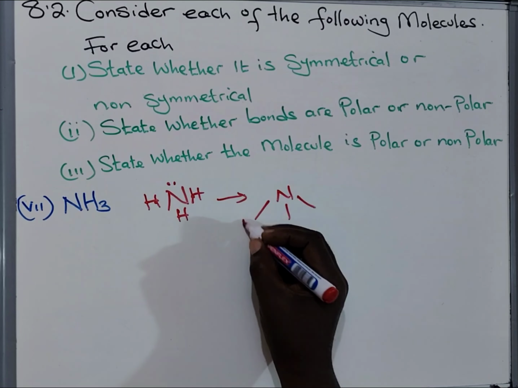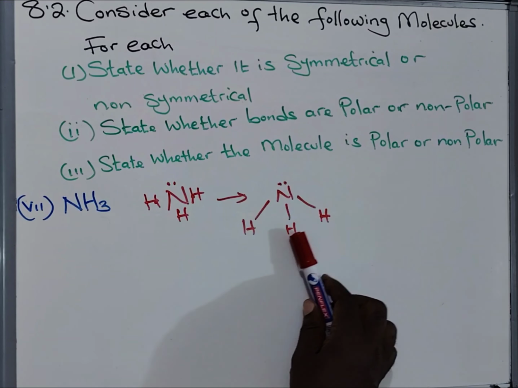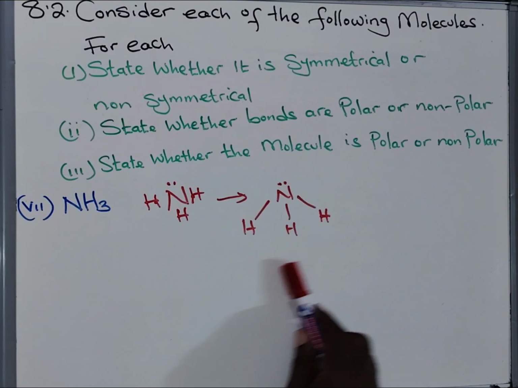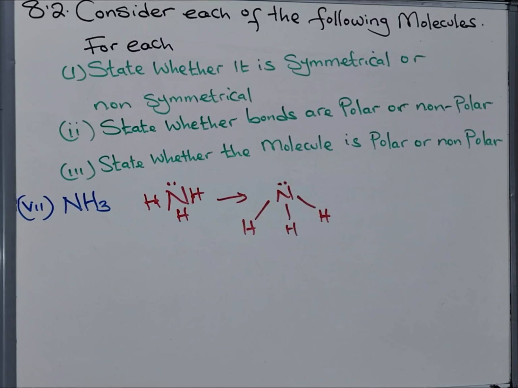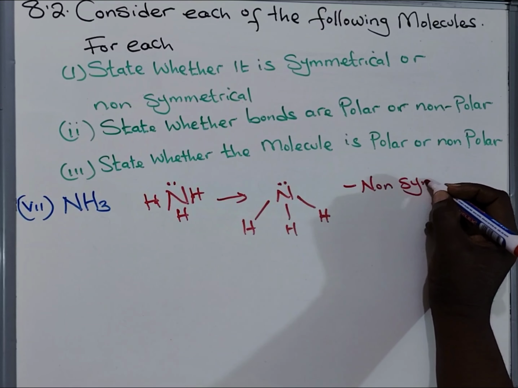Why the curving? Because you have a lone pair here. This lone pair forces the 3 bonding pairs to hydrogen to curve inwards. There's a repulsion between this lone pair and these bonding pairs. So this is the shape we have. It's trigonal pyramidal. But the question is, is it symmetrical or non-symmetrical? It is non-symmetrical.